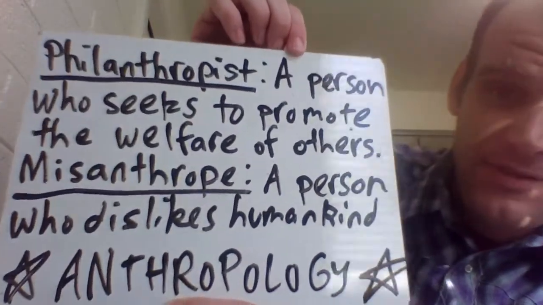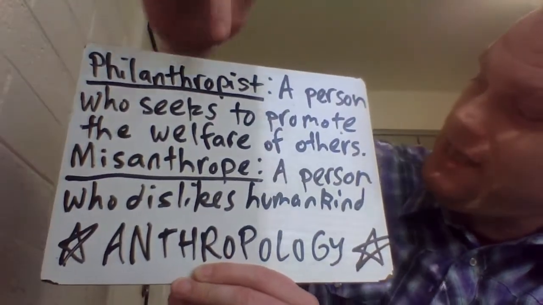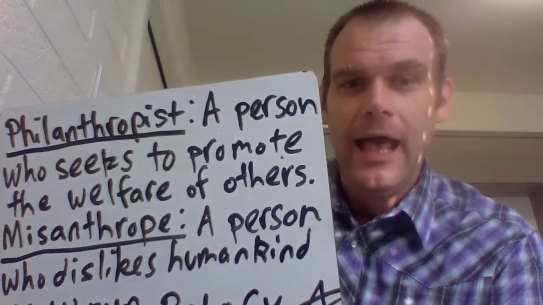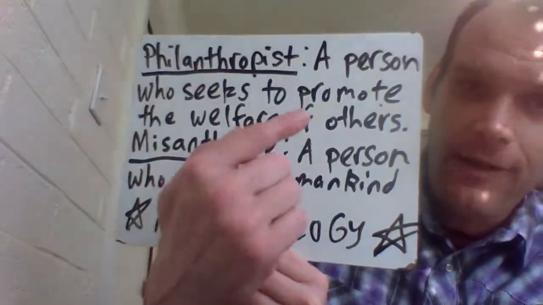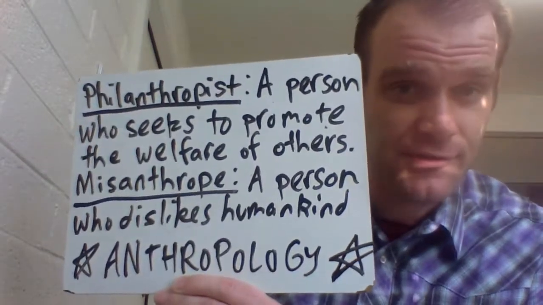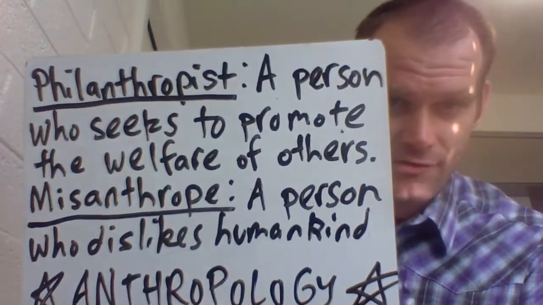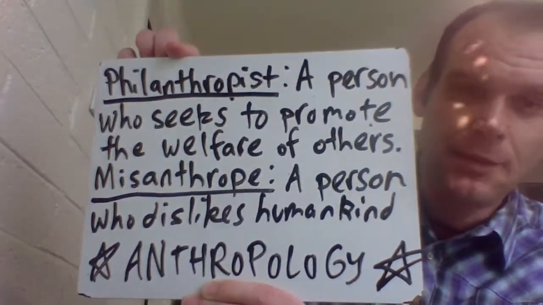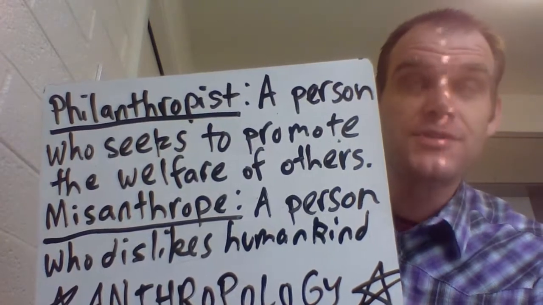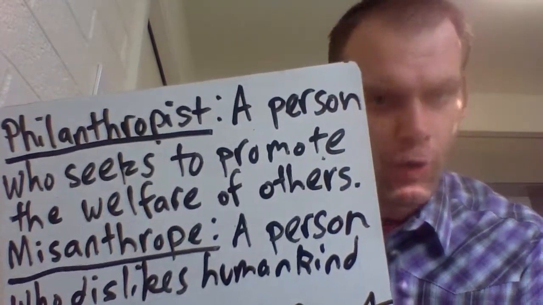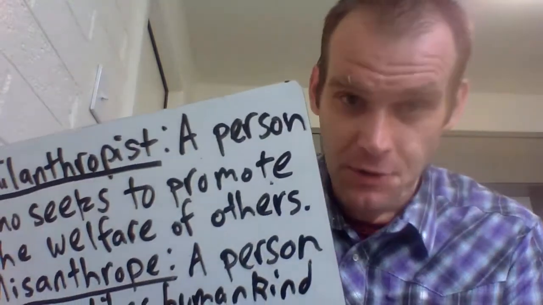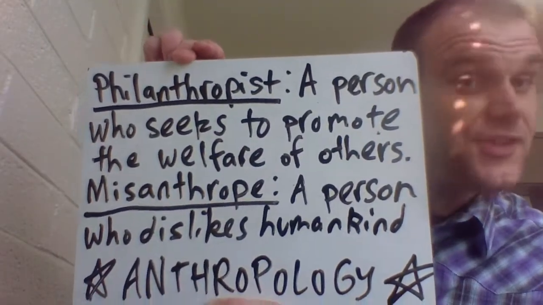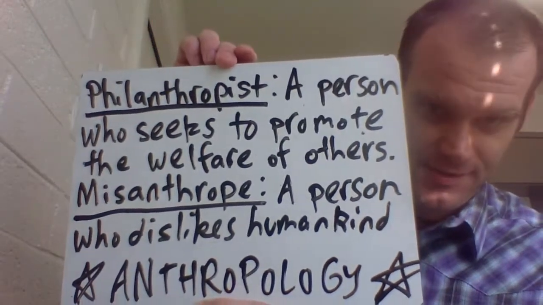But a philanthropist is a person who seeks to promote the welfare, which just means healthy well-being, the welfare of others, specifically humans, okay? Other human beings, other human communities, other human societies. A philanthropist is a human who wants to use their influence, their power, or even their money to help their fellow human beings, okay? They love, phil, humans, anthros, philanthropist, okay?